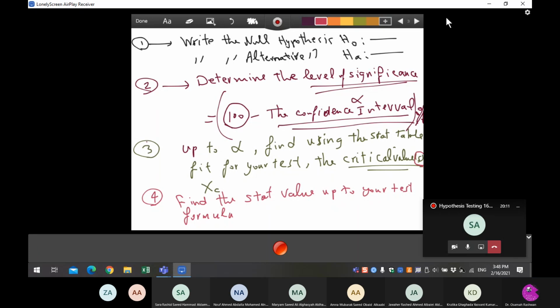Now, can anyone take a screenshot and put it in the chat, please, to go to the next page?